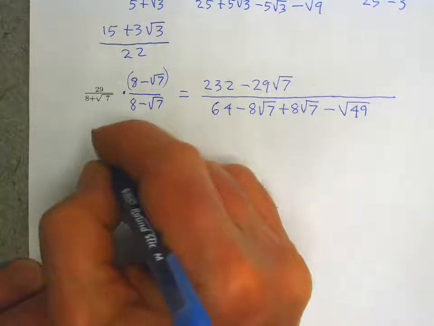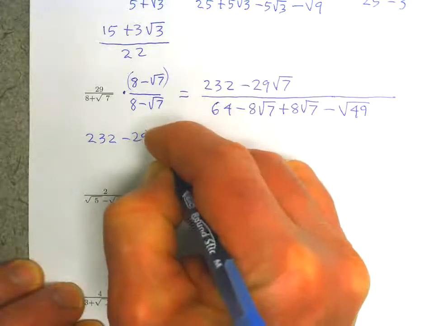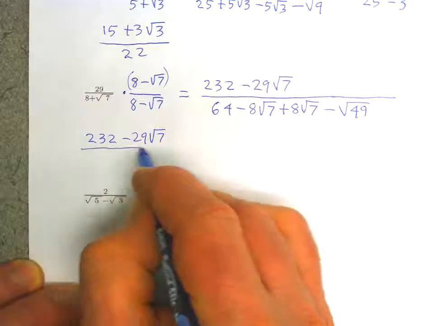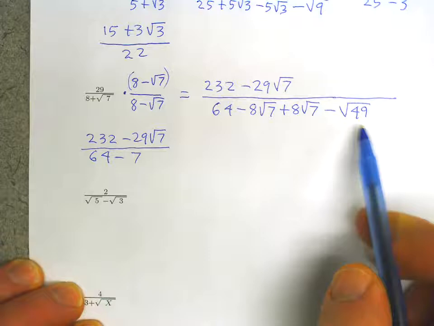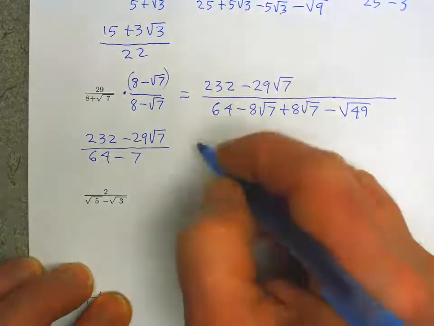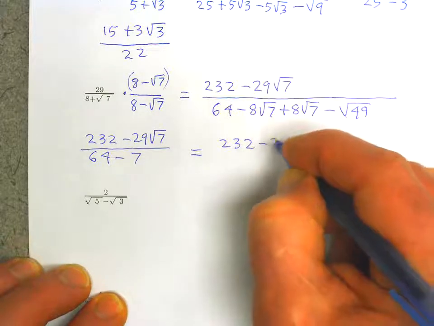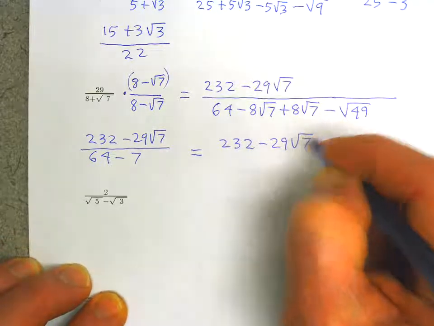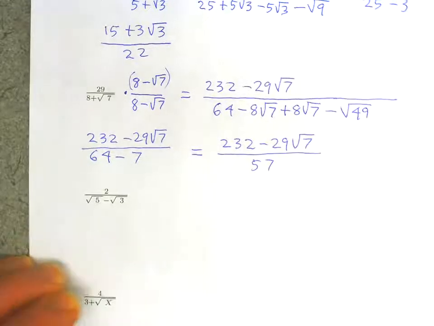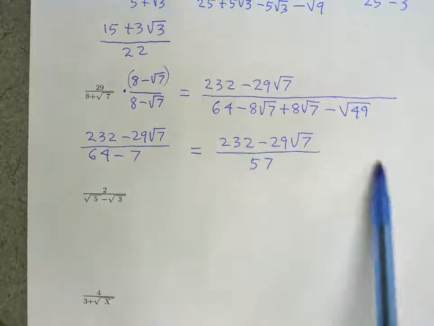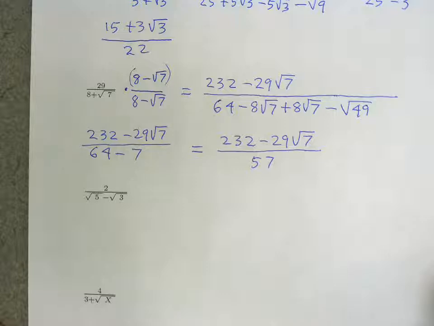So the next step, 232 minus 29 times the square root of 7, and 64 minus 7, because the square root of 49 is 7. And then one more step, we get 232 minus 29 times the square root of 7, all divided by 57. So that is the simplified result. The denominator is now a rational number. That's what we wanted to do.